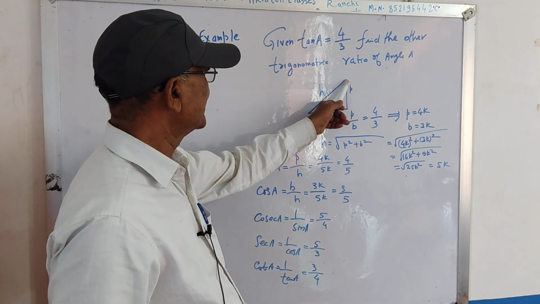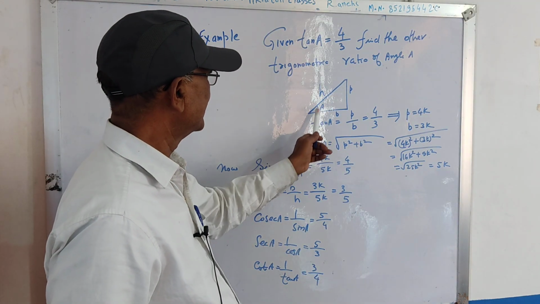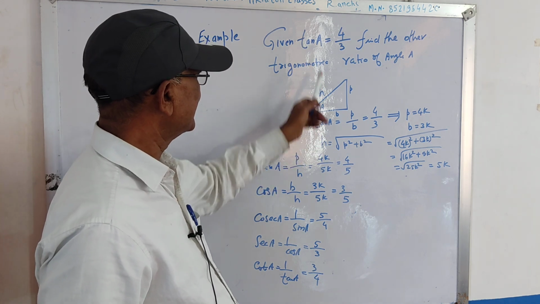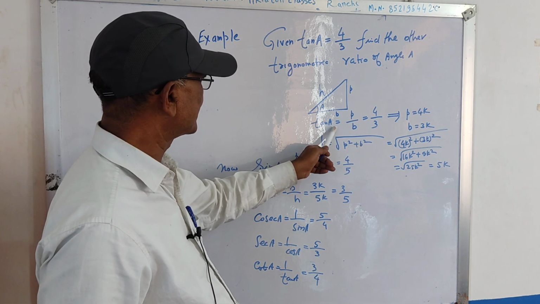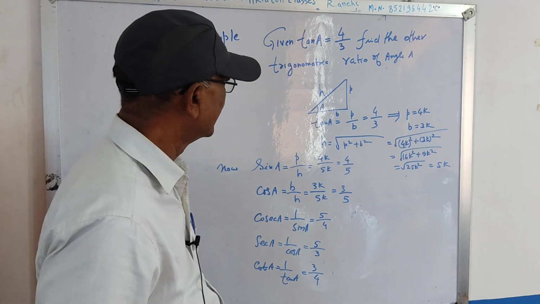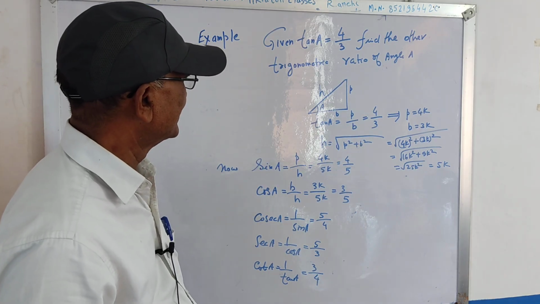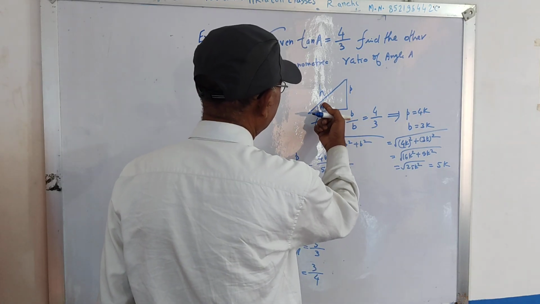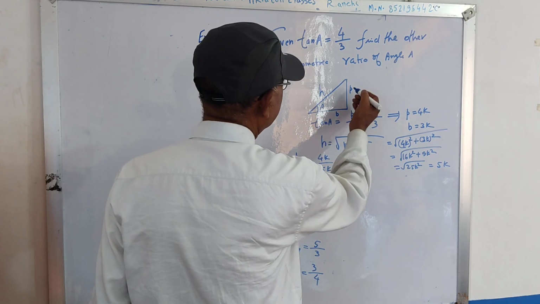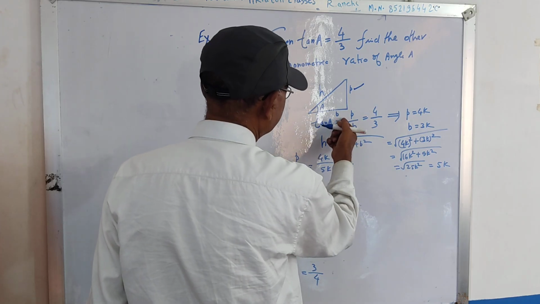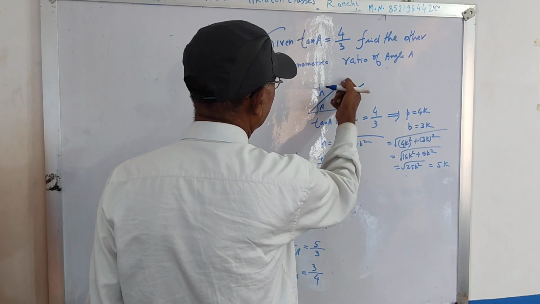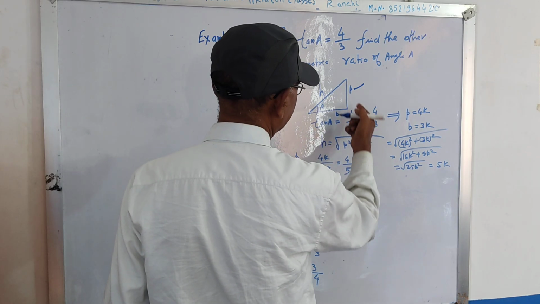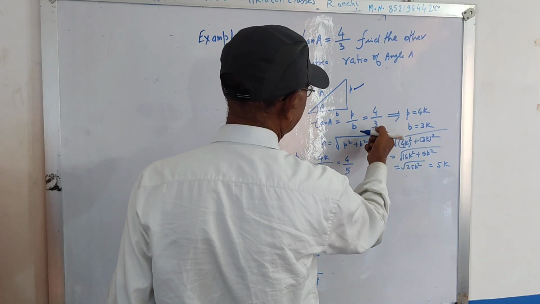Let us, this is a right angle triangle. Here angle A is marked, and it is given that tan of angle A is equal to 4/3. We know, if you are considering this angle A, then this is called perpendicular, this is called base, and this is hypotenuse. So tangent of A is equal to P by B, which is given 4/3.